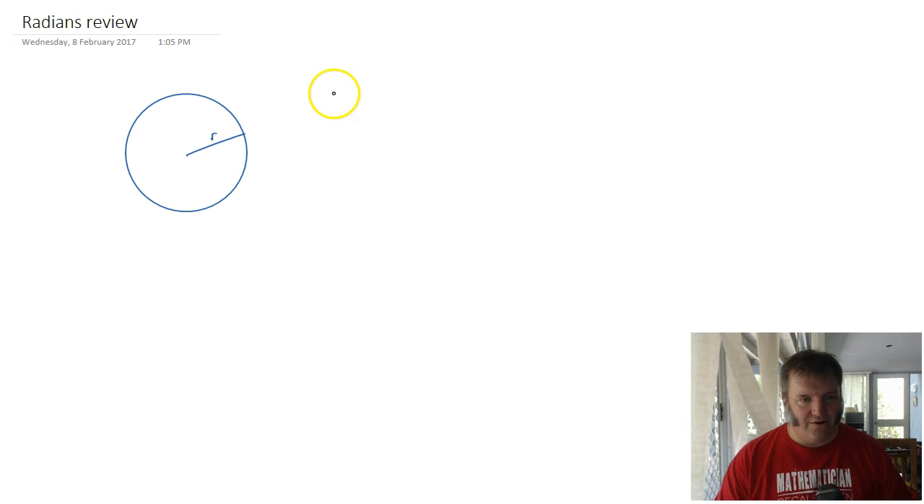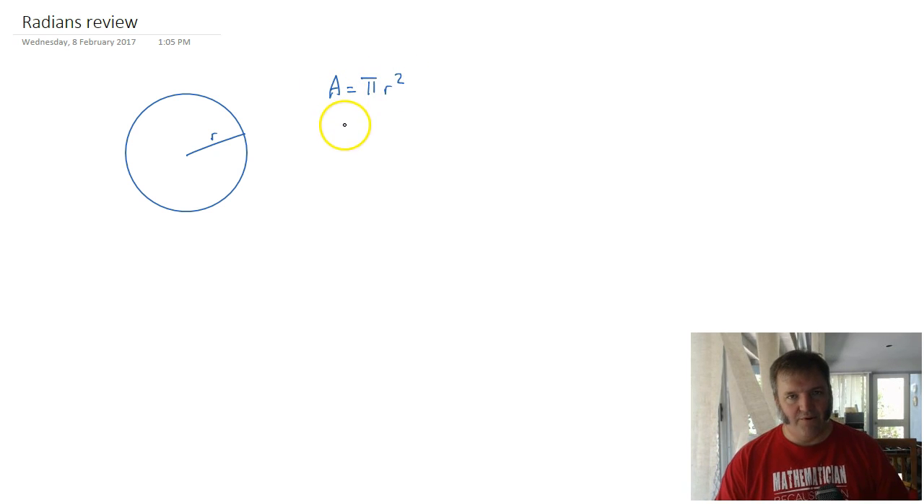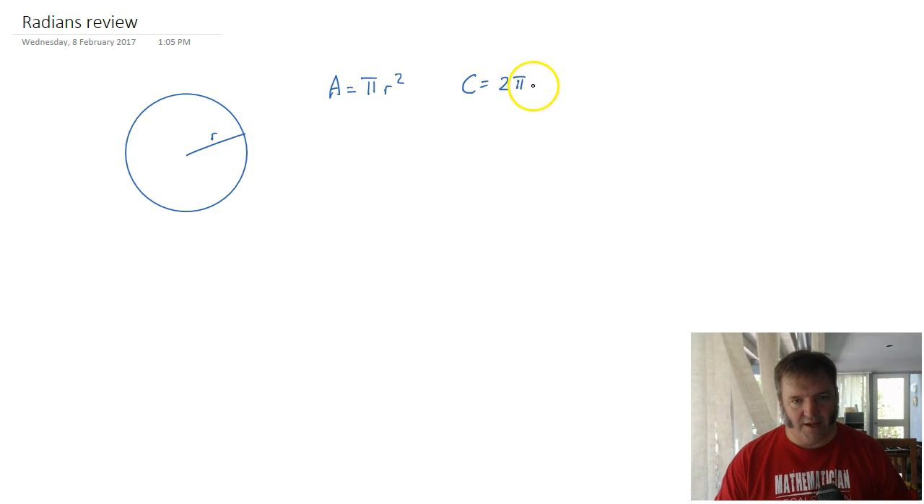What do we know about the area of a circle? Well, the area was pi r squared. We're all happy with that. And the circumference equals 2 pi r. We were pretty happy with that.